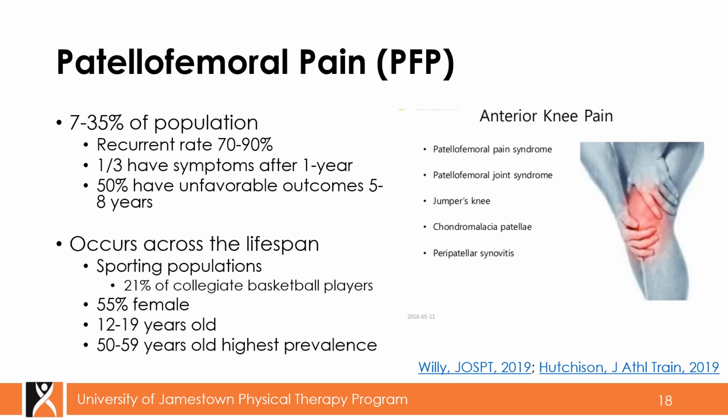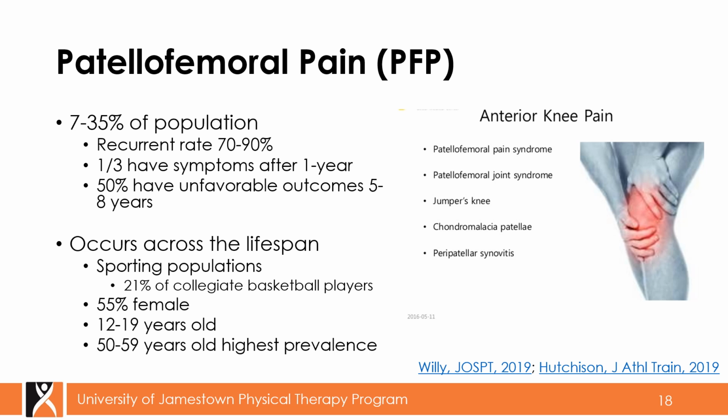Patellofemoral pain is a common medical diagnosis that you'll see. It typically affects between 7 to 35% of the population, and it has a high recurrence rate at 70 to 90%. In fact, 1/3 of patients who are diagnosed with PFP still have symptoms after 1 year, and 50% of patients have unfavorable outcomes 5 to 8 years down the road. It's even been found that about 1/4 of people have persistent symptoms 20 years after initial diagnosis.